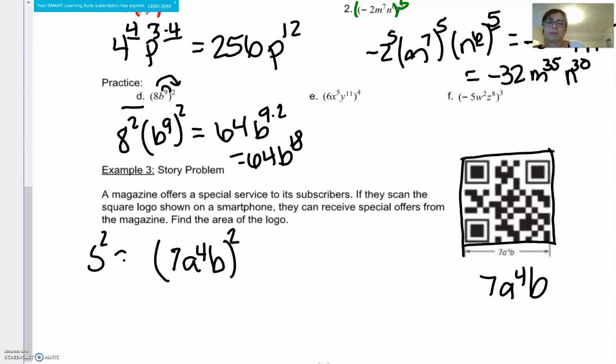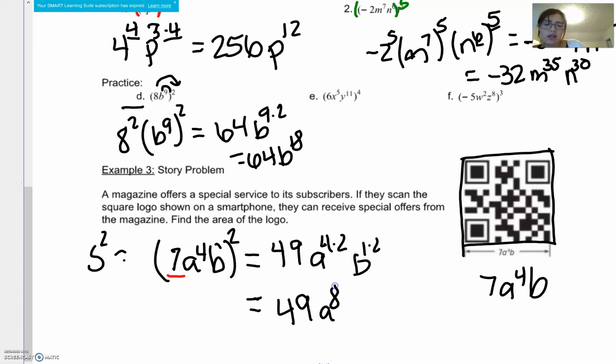So if our side is 7a to the 4th b, we're just going to take that whole thing and square it. So just like above, we're going to take one base at a time. If we're looking at 7 to the 2nd power, if you type that into your calculator, you will get 49. Now we have a to the 4th to the 2nd, which is just a to the 4th times 2. And then we have b to the 2nd, where b is b to the 1, so it's just b to the 1 times 2. So we just get 49 a to the 8th times b to the 2nd.